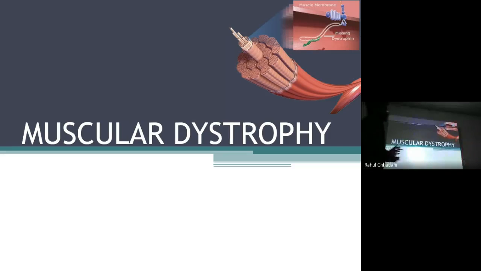So, good afternoon, everyone. We are going to start a new topic in neurology. Important enough, you are going to see such patients more often, specifically in the Indian population, that is termed as muscular dystrophy.